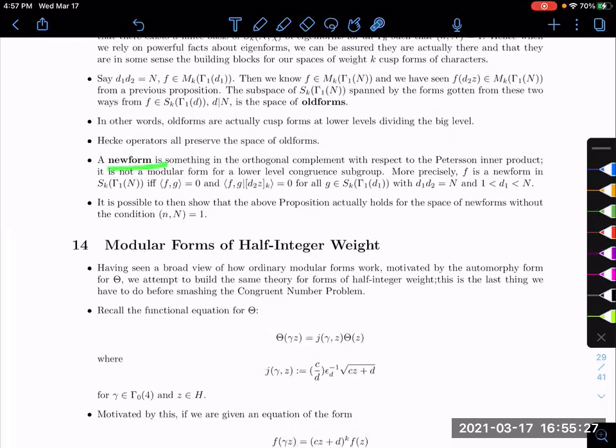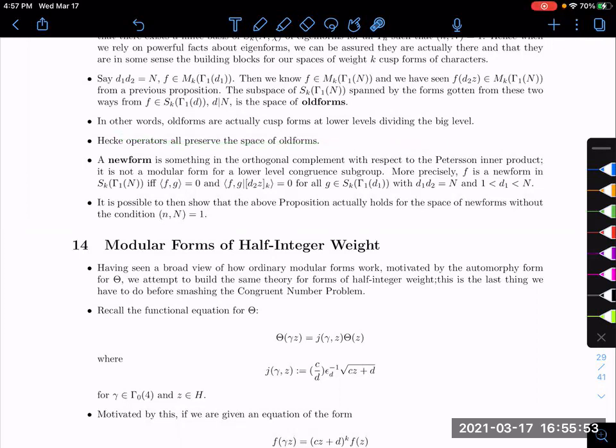And so then what's a new form? Well, okay, so you can take the space of old forms and you can consider its orthogonal complement with respect to the inner product. And what you get is the space of new forms. And again, if you want a simple way to think about new forms, you just want to think of them as like modular forms or cusp forms that don't come from a lower level like these guys did.